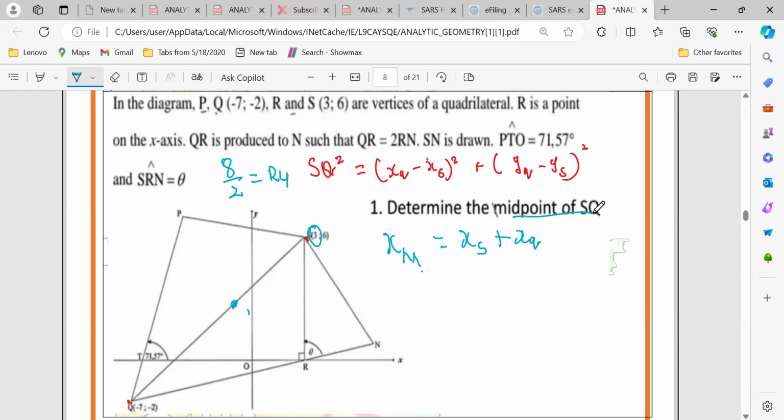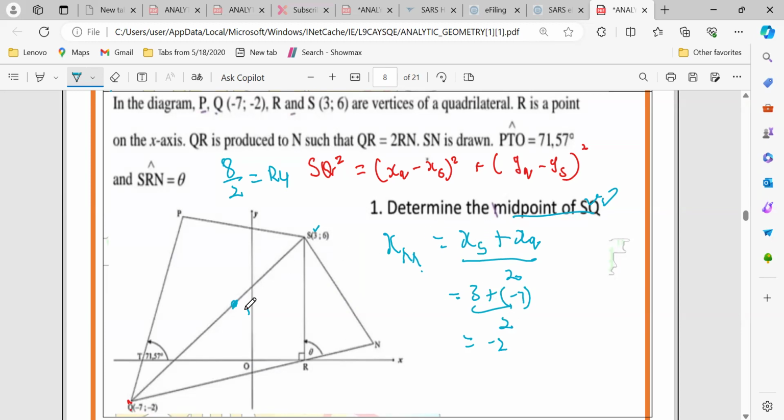Because they say I should calculate the midpoint of S and Q, I'm going to take X of S and X of Q, and then divide that by 2. Then I come and check: what is the X of S? It's 3, plus the X of Q, which is minus 7. It's not 7, it's minus 7, all over 2. You type this in your calculator and you get minus 2.